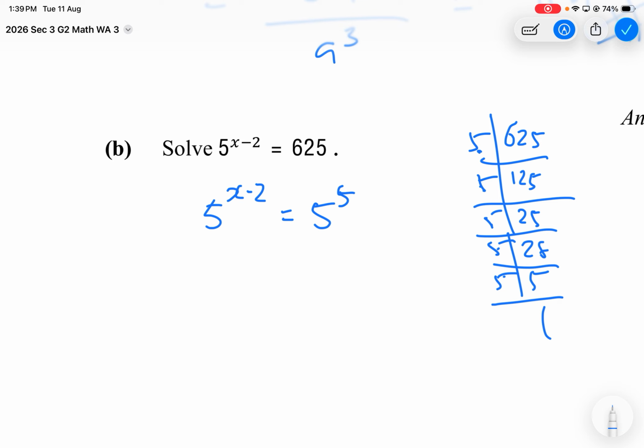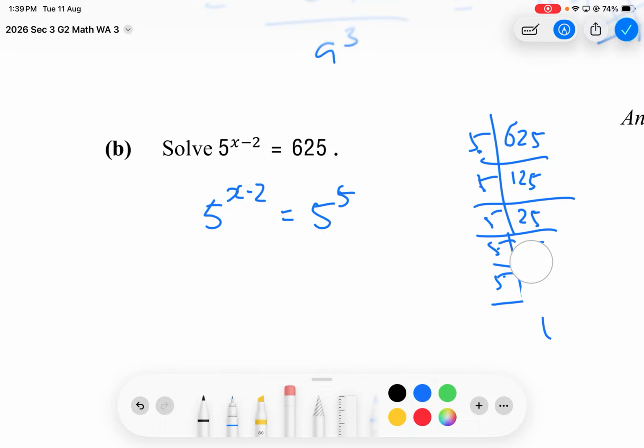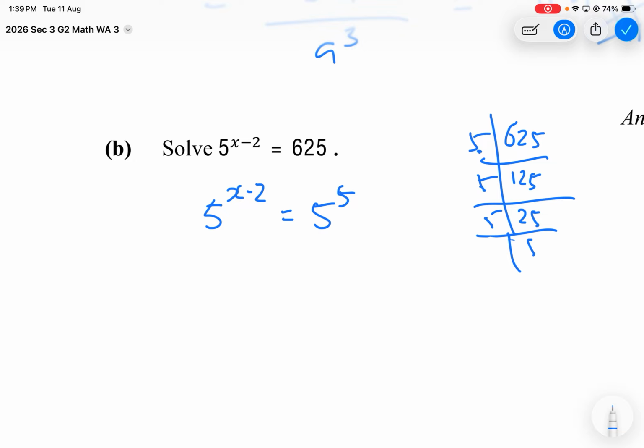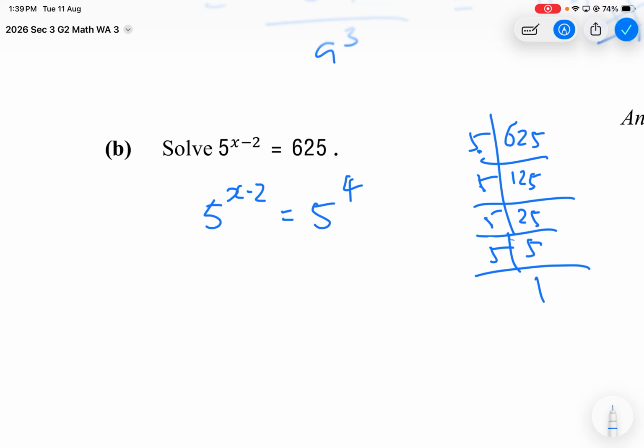I wrote it wrongly. Should be 4. Is it? Four. You put 4 there. 4 times. Okay?